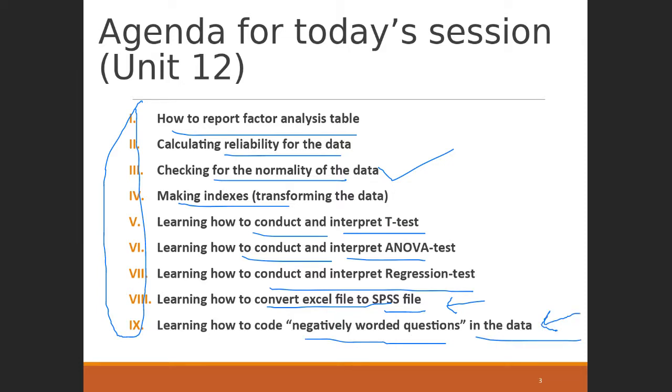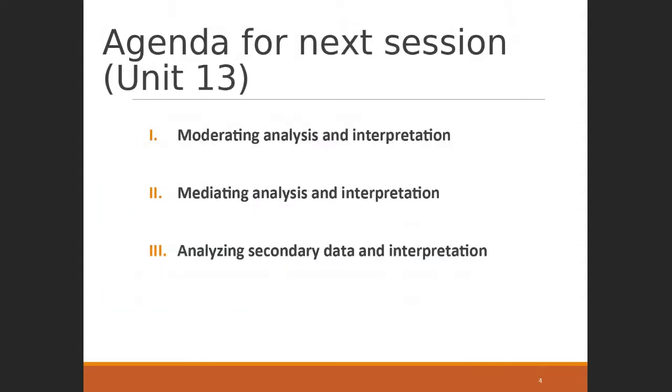So these are the 9 tasks which we need to learn in today's session, and therefore I think our lecture might extend beyond our allocated time. The agenda for next session is also very clear. We will be discussing moderation analysis and its interpretation, mediation analysis and its interpretation, and analyzing secondary data and how to interpret it. So our agenda for next session will also revolve around analysis as well.